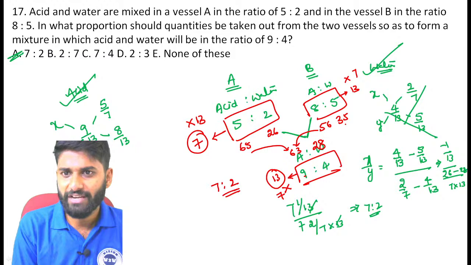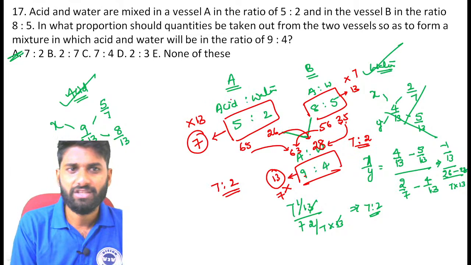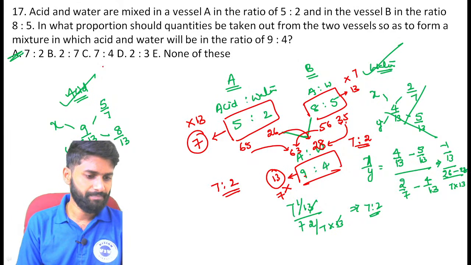Just again compare with the 28. For example, if you compare with water, 35 becomes 28. That is equal to 7 units. 26 becomes 28. We have again 2 units. The answer becomes 7:2. There are no changes.